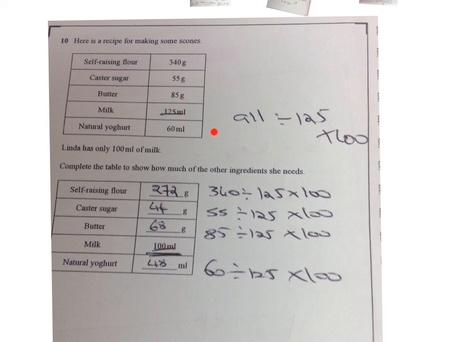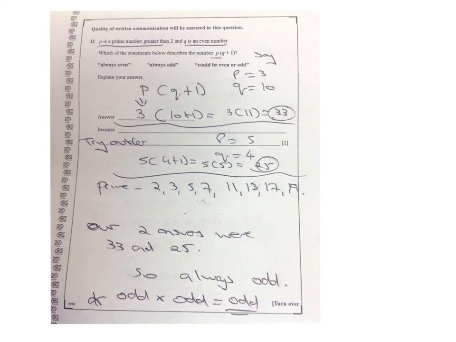So the formula is all these numbers must be divided by the 125, because 125 divided by 125 gives you 1, multiplied by 100 gives you 100. So all these numbers here are going to be divided by this and multiplied by that. So this number here will be 340 divided by 125 times 100, and so on to get these answers here for these missing ingredients. Okay, a fairly straightforward question, but actually quite a lot of workings out to do it.